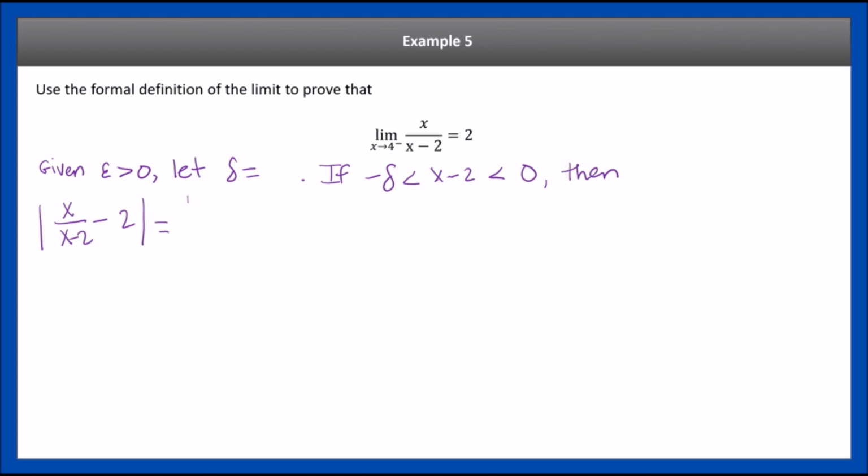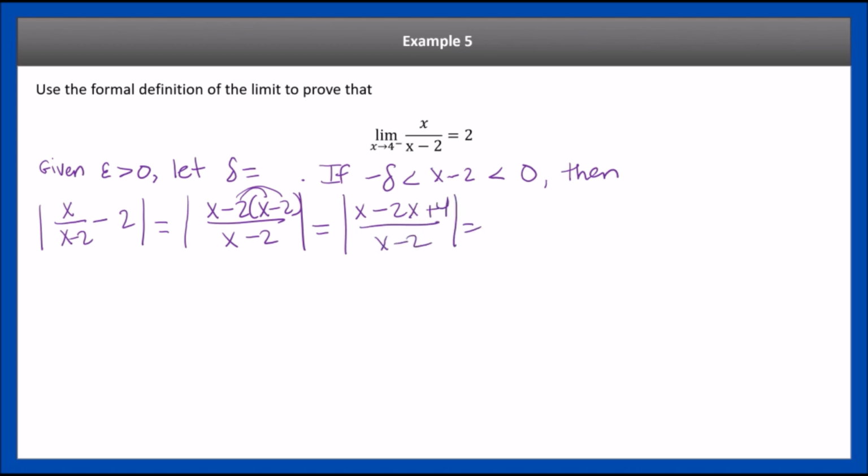So we're going to say it's equal to, and we're going to clean this up a little bit, combine the fractions. So we get x minus 2 times x minus 2 over x minus 2. We're going to, of course, distribute that. We'll show the step. So x minus 2x plus 4. And then x minus 2x is negative x. So we got negative x plus 4 over x minus 2.